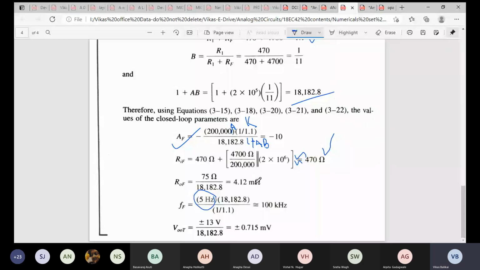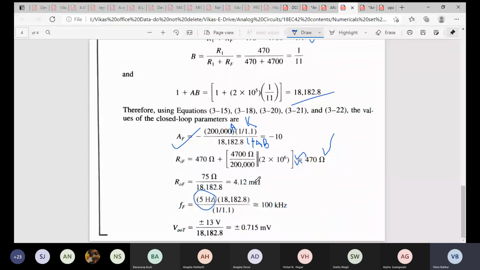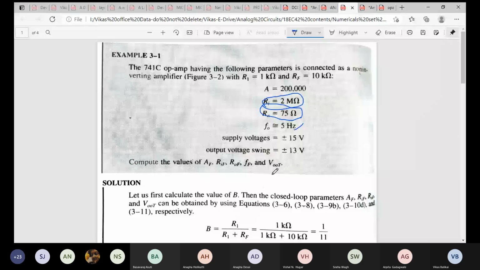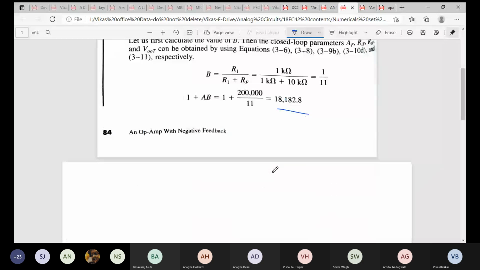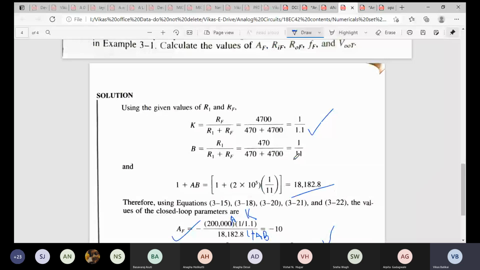Now let's try to compare inverting and non-inverting configurations. Almost all values are the same, I guess. No, the values here are different, fine. Okay, we'll do one thing. We'll take up one problem wherein we'll solve that problem for both inverting and non-inverting configurations, and let us try to figure out which configuration is better.